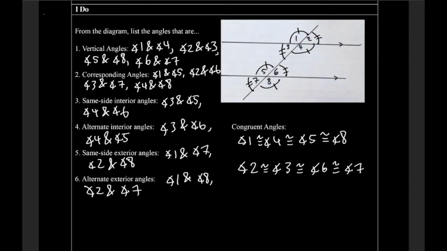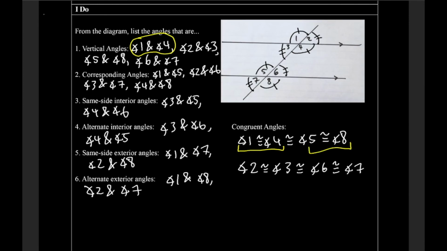Okay, so here's just a quick summary of what we got from the paper. We have these things that are congruent. So the question is, what types of relationships are congruent? We see that 1 and 4 are congruent. They have a certain type of relationship. They're vertical angles. Are all vertical angles congruent?